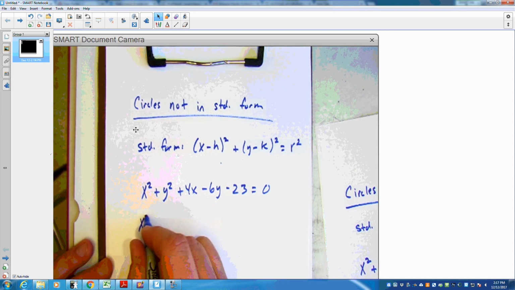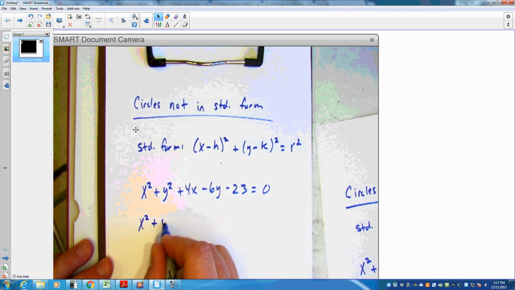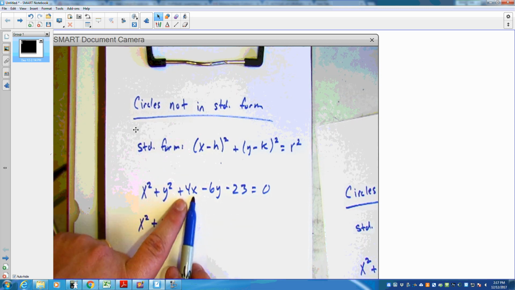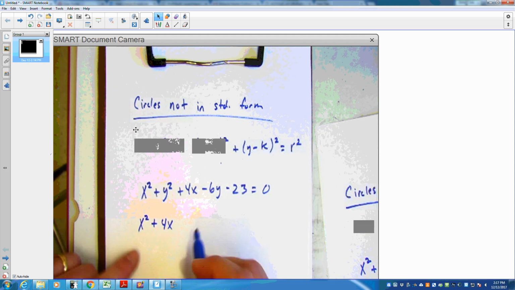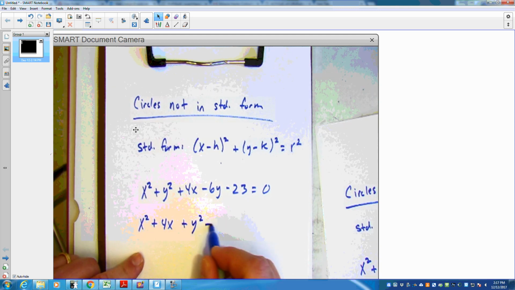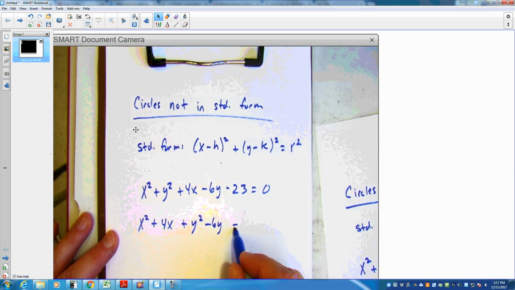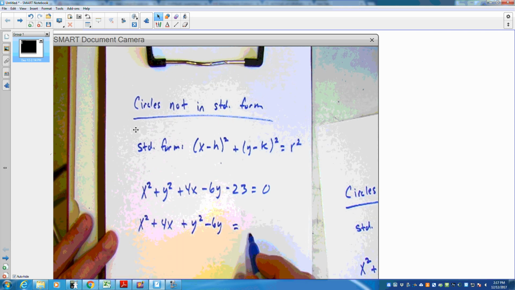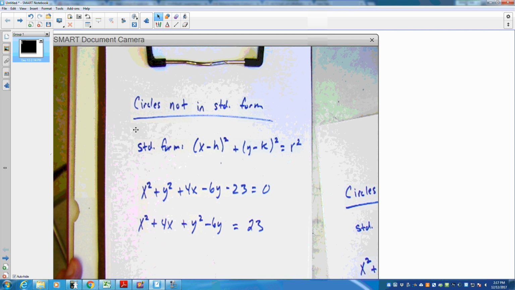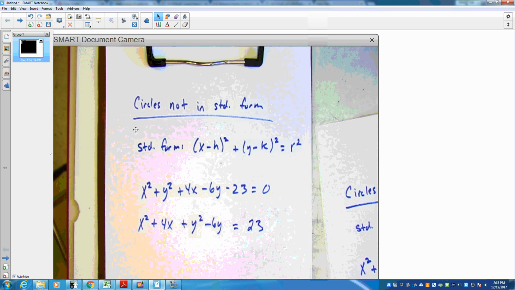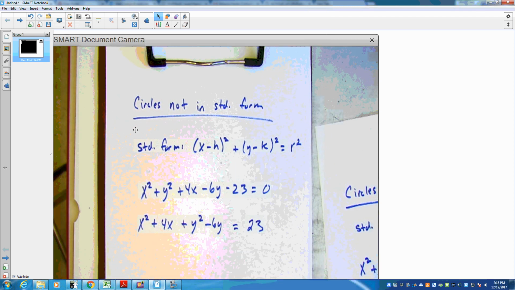So we do x squared plus 4x. So notice, I'm not transposing 4x, am I? I'm just moving it over a little bit. Plus y squared minus 6y. And we'll transpose minus 23. So it'll be positive 23. Okay? So most people kind of halfway figure out that's at least where you start.